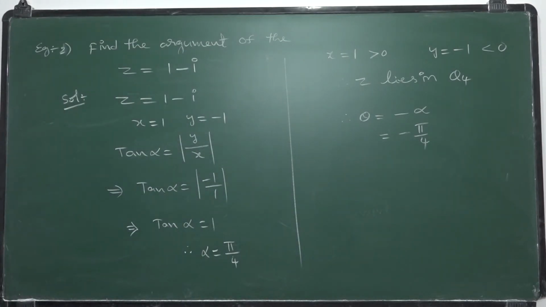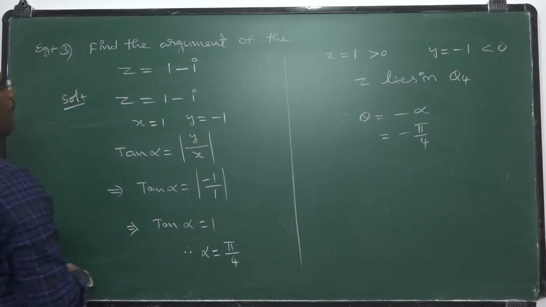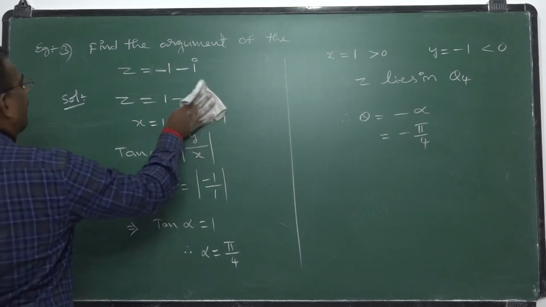Next problem. Third example. Find the principal argument of the complex number minus 1 minus i.